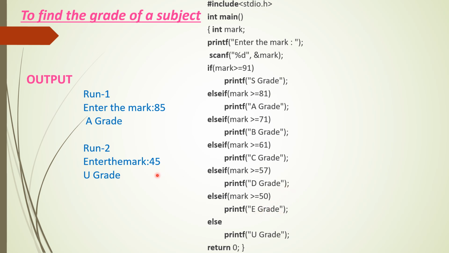And the last case is, suppose I enter the mark as 45. Now all these conditions will become false. At last there is no condition left out. It is the default statement, because otherwise it is going to fall under the U grade. The range is given only till greater than or equal to 50, so there are no further conditions to be checked. Now it is 45, so it moves to the else and you find it as U grade.